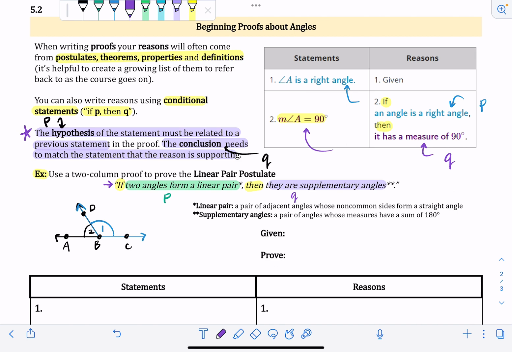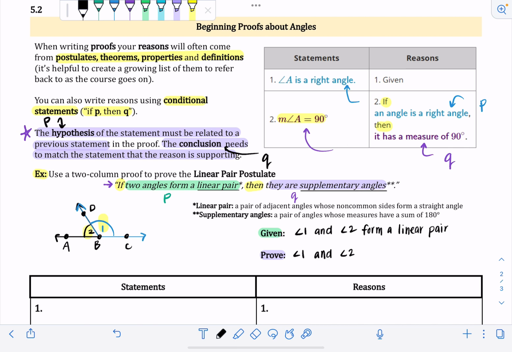So my hypothesis is what's given, and what I'm trying to prove is my conclusion. For given, it's going to be my hypothesis P. For what I'm trying to prove, it's going to be my conclusion Q. For my given, I don't want to just use the very general "two angles." I want to actually describe those two angles. That's part of the reason that we drew the diagram. So the two angles are angle 1 and angle 2. We're going to say given angle 1 and angle 2, and from the hypothesis, we were given that they form a linear pair. So angle 1 and angle 2 form a linear pair. And then we're trying to prove our conclusion that they're supplementary angles. So we're trying to prove that angle 1 and angle 2 are supplementary angles.